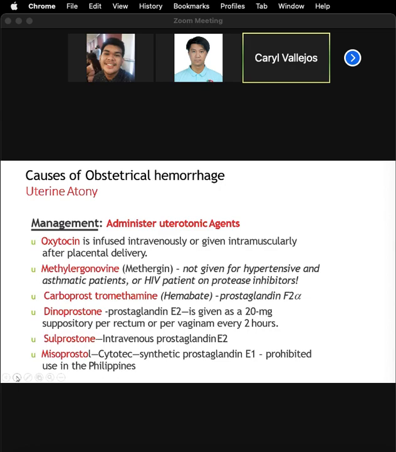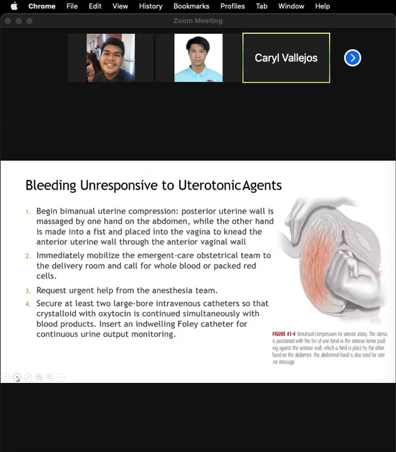Carboprost, the prostaglandin F2 alpha, dinoprostone, your sulprostone, or your misoprostol, also known as your Cytotec. However, misoprostol is prohibited in the Philippines. So if the bleeding is still unresponsive to your uterotonic agents, begin by manual uterine compression.